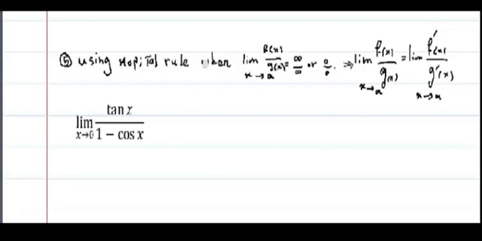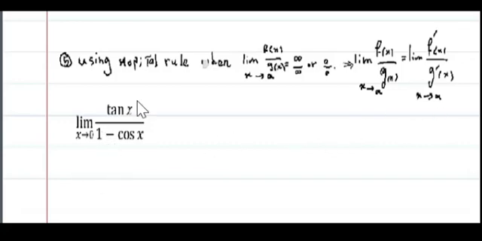To use L'Hopital's rule, when we have the limit of f(x) over g(x) as x approaches the point a, if we face the case of infinity over infinity or 0 over 0, then we can take the limit of the ratio of derivatives, the limit of the derivative of f over the derivative of g. So it is required that f and g be differentiable. Let's start with this example.